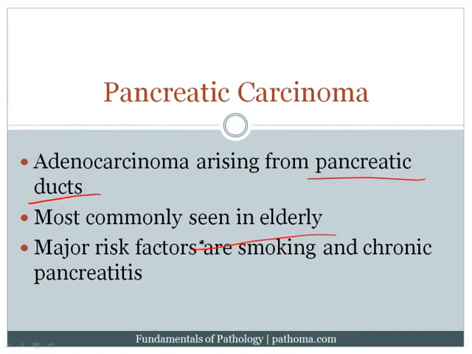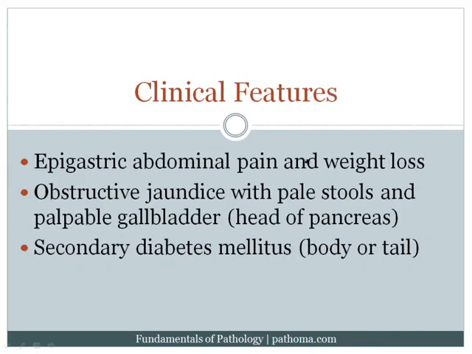It's most commonly seen in the elderly. The average age is 70, and there are two major risk factors that you have to know. Number one, smoking, and number two, chronic pancreatitis, as I just mentioned on the prior slide. Patients with pancreatic carcinoma generally present late in the course. However, when they do present, they classically have epigastric abdominal pain and weight loss.